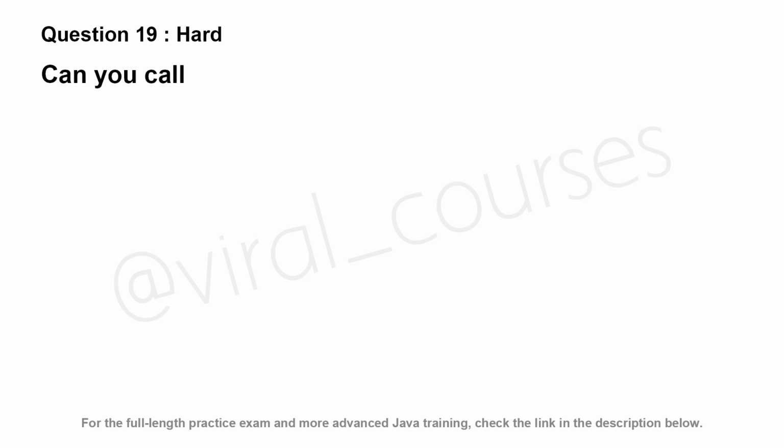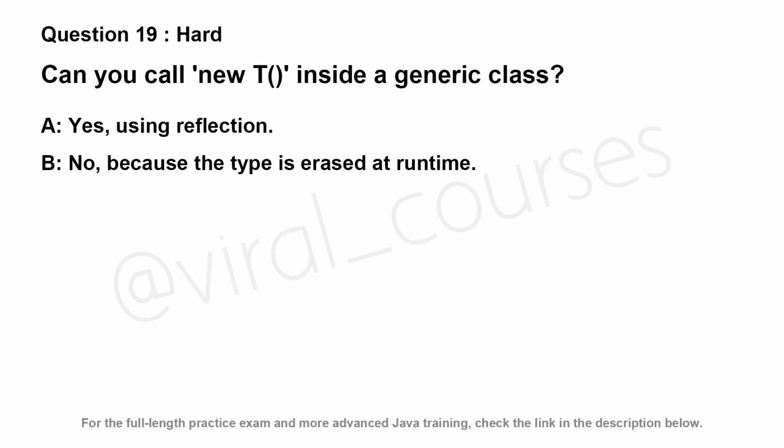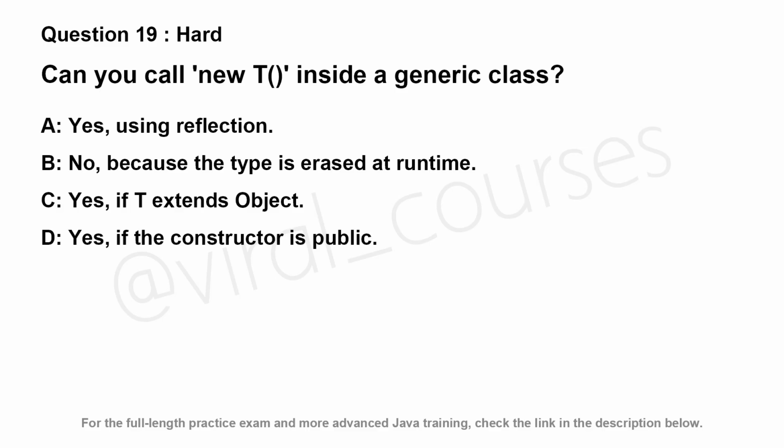Can you call new T() inside a generic class? Option A, yes, using reflection. Option B, no, because the type is erased at runtime. Option C, yes, if T extends Object. Option D, yes, if the constructor is public.